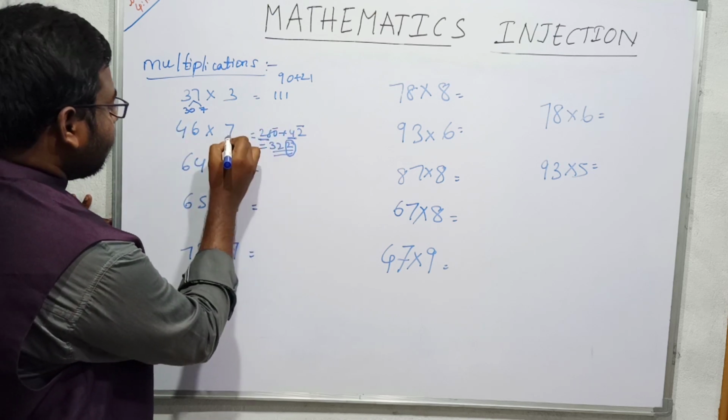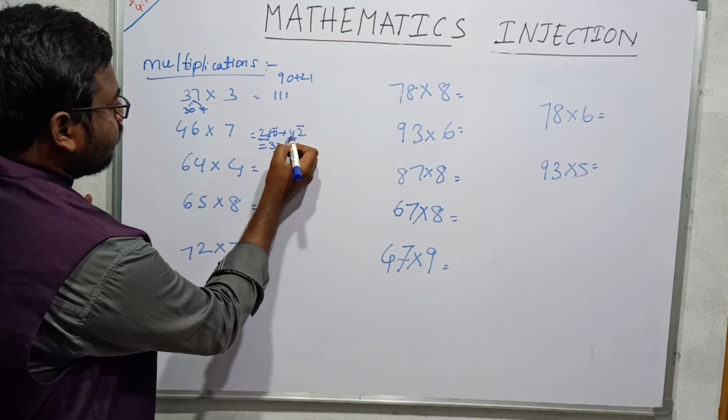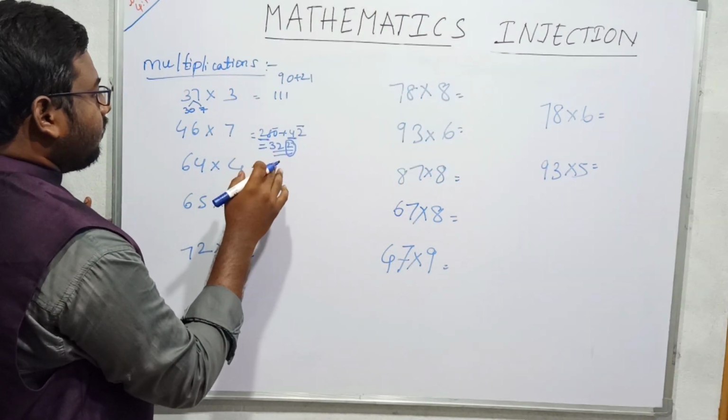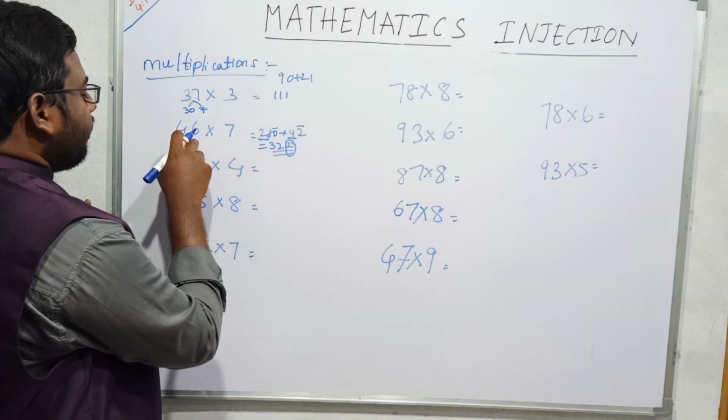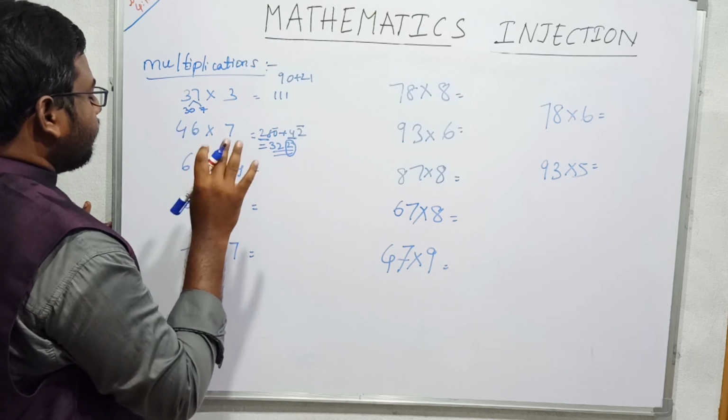This 28 came from 7 into 4, and this 4 came from the digit left after the unit digit. That means 7 into 6 is 42, and the digit left after the unit digit is 4.